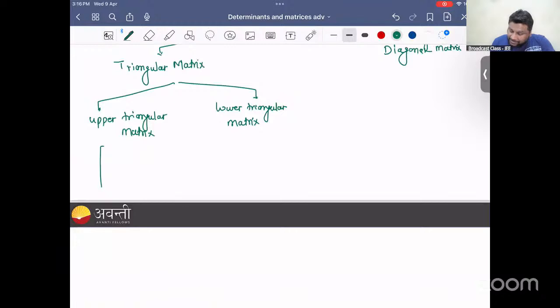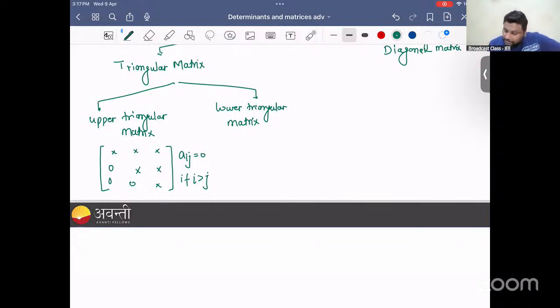So what is upper triangular matrix? In upper triangular matrix, all entries below the leading diagonal are necessarily zero. Again, I repeat, in upper triangular matrix, all entries below the leading diagonal are zero. Means Aij is zero if i is greater than j, like A21, 2 is greater than 1, A31, 3 is greater than 1, A32, 3 is greater than 2. So all these entries are going to be 0.